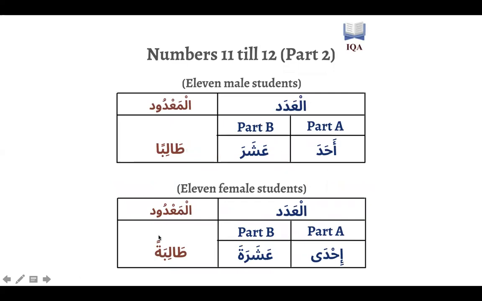11 male students. But طالبة is feminine, so I'm going to say إحدى عشرة طالبة. So إحدى is the feminine version of أحد. عشرة is also the feminine version of عشرة. So these are examples for numbers 11 and 12, where both part A and part B are going to agree with the ma'dud in gender.